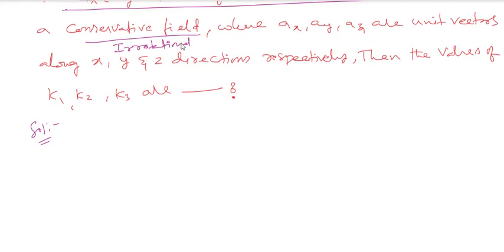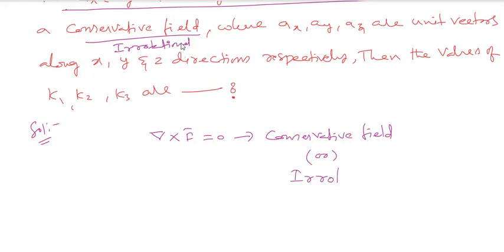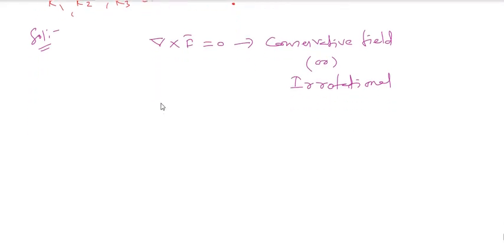So if it is irrotational, what does that mean? Del cross f bar is equal to 0. So this is your conservative field, or you can call it irrotational. Am I right or not? So now calculate del cross f bar. What is your del cross f bar? And make it equal to 0.